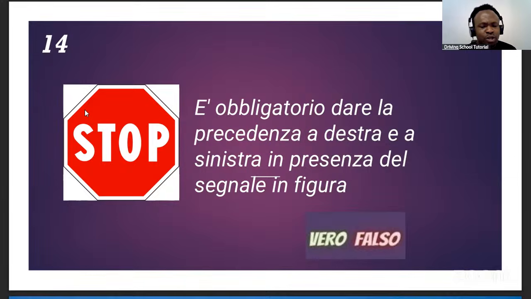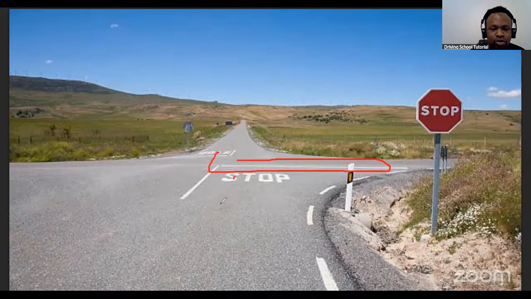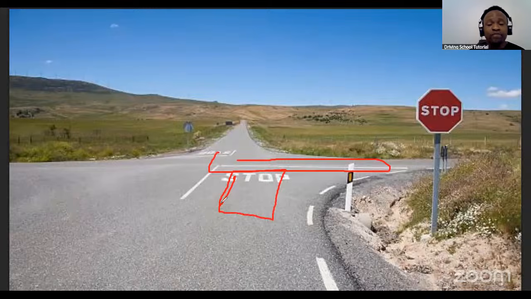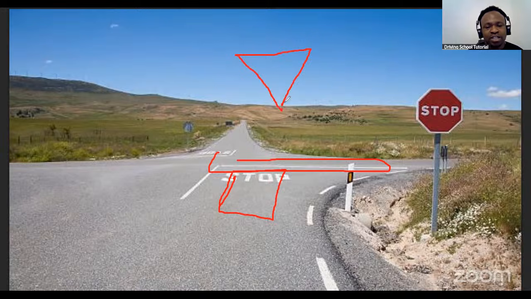So that is it. The question number 14. It said obbligatorio dare la precedenza a destra e a sinistra in presenza del segnale in figura. And so many of us said vero, right? Yes, so many of us said vero. Now, yes, the answer is vero because this is the sign that you are seeing here. Stop. It means that when you get to this junction here, you need to stop before you give precedence. That is, you need to stop before you watch the road. It's different from the other one that is like this. This one said, slow down and watch. But this one said, stop before you watch.